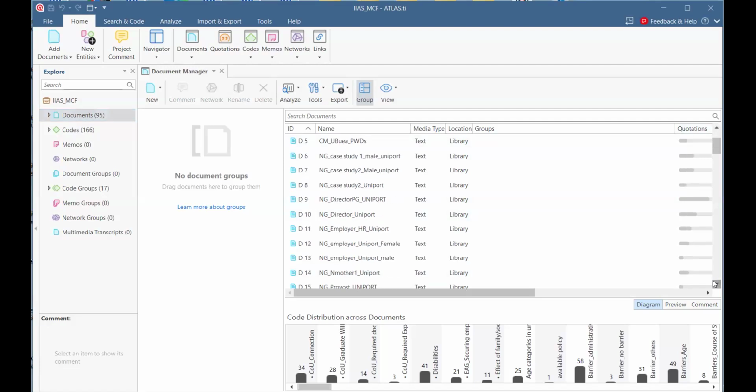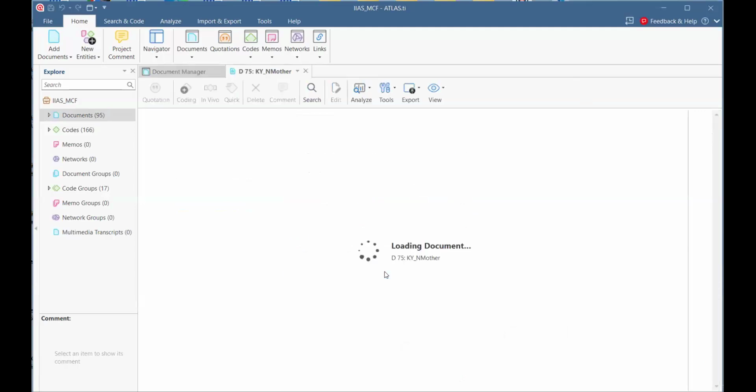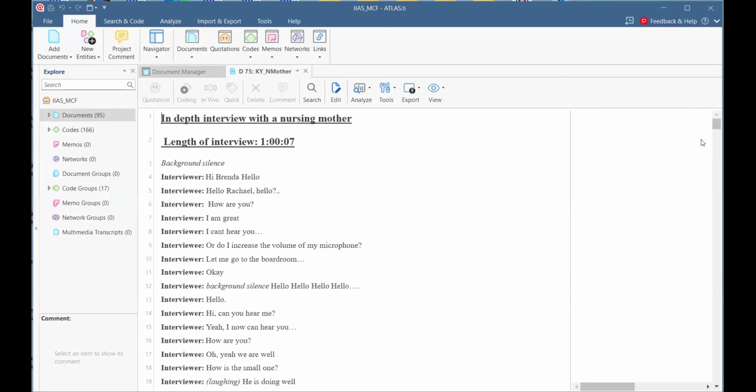Let's look at Kenya nursing mother. I think I put a spotlight on Kenya. You could search documents here in this search box. Kenya, sorry. So it brings up Kenya nursing mother. Because the question that we read through was for nursing mothers, that's why I wanted us to use Kenya nursing mother. Okay, so this was an interview that was done for 1 hour, 7 seconds.